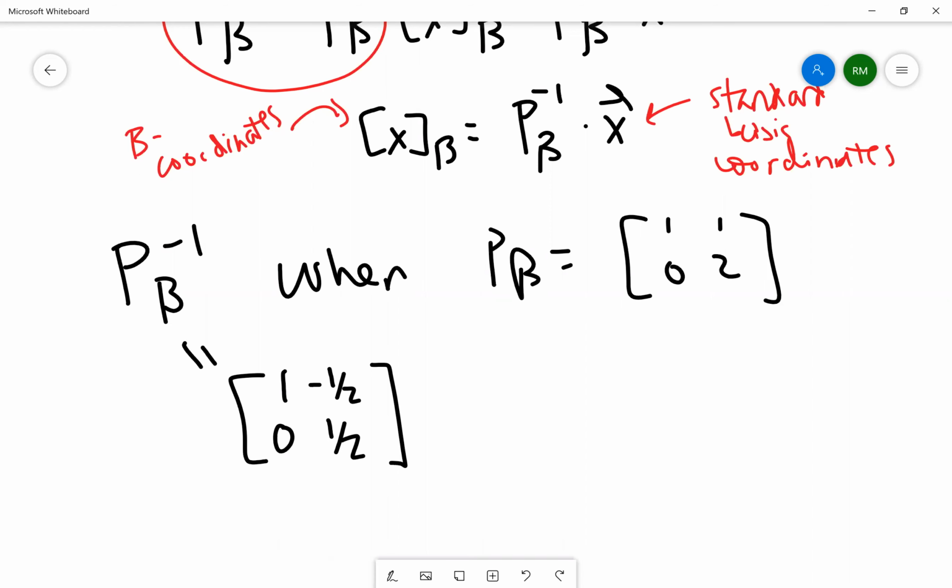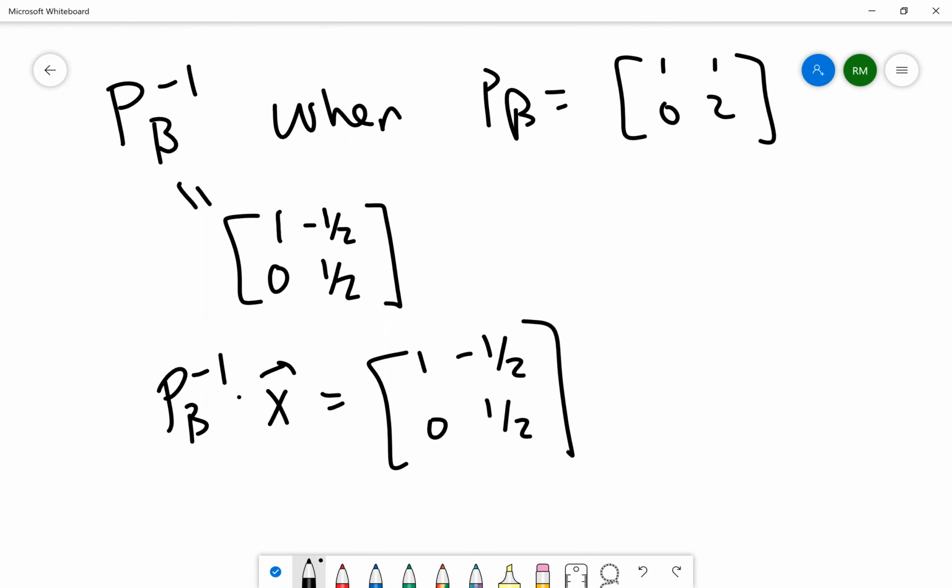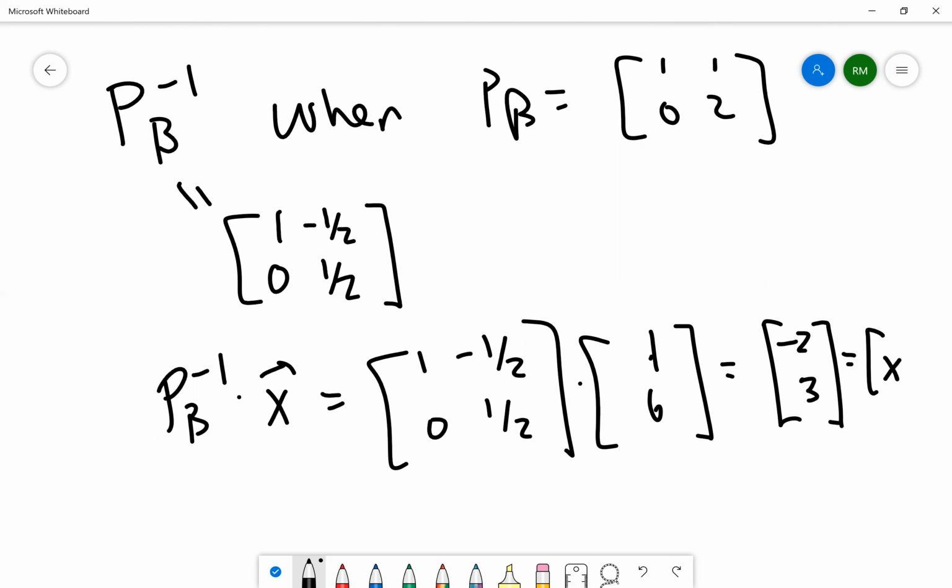And what do we notice about it? Well, if I have my P beta inverse, the matrix 1, negative 1/2, 0, 1/2, times my x in standard coordinates, the vector that was in standard coordinates before, the vector (1, 6), I find that I get, let's see, this is 3, and this is 1 minus 3, so that is minus 2. And this is equal to my vector in beta coordinates, just like I did before.